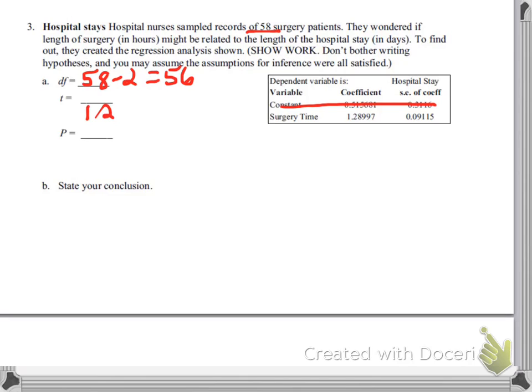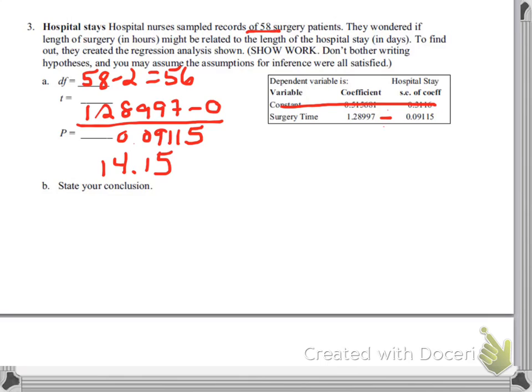So it's going to be 1.28997 minus 0 divided by 0.09115. So it's basically, you divide those two numbers, and I would use all those decimals. 1.28997 divided by 0.09115, and I get 14.15. Okay, so we found the t. Now let's go find the p-value.